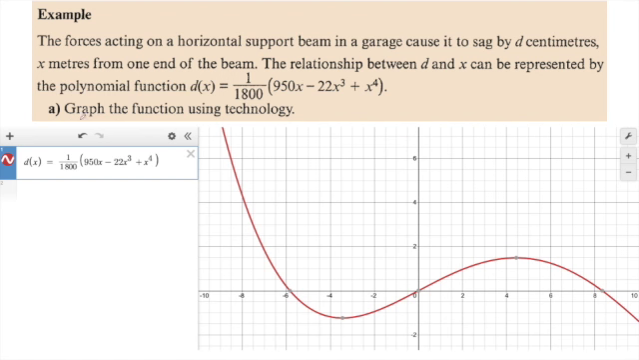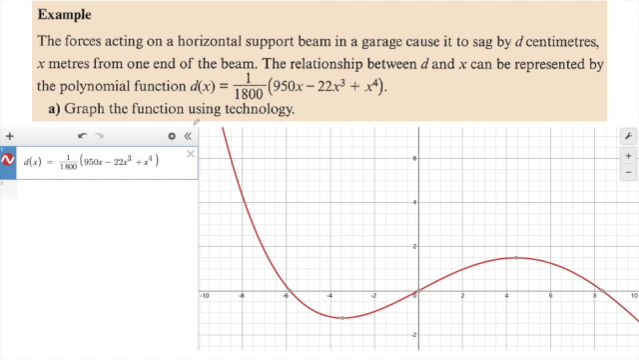Okay, so the forces acting on a horizontal support beam in a garage cause it to sag by d centimeters, x meters from one end of the beam. The relationship between d and x can be represented by the polynomial function, and this is the craziness. I'd never expect you to be able to graph that. So 1 over 1800 times (950x minus 22x cubed plus x to the exponent 4).